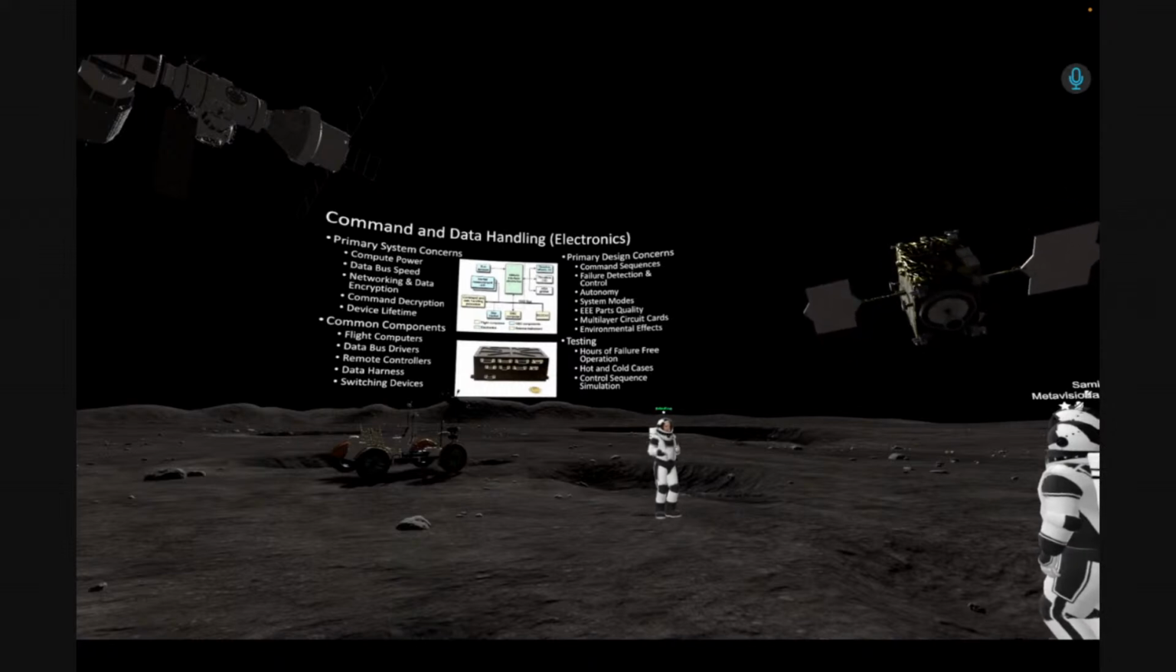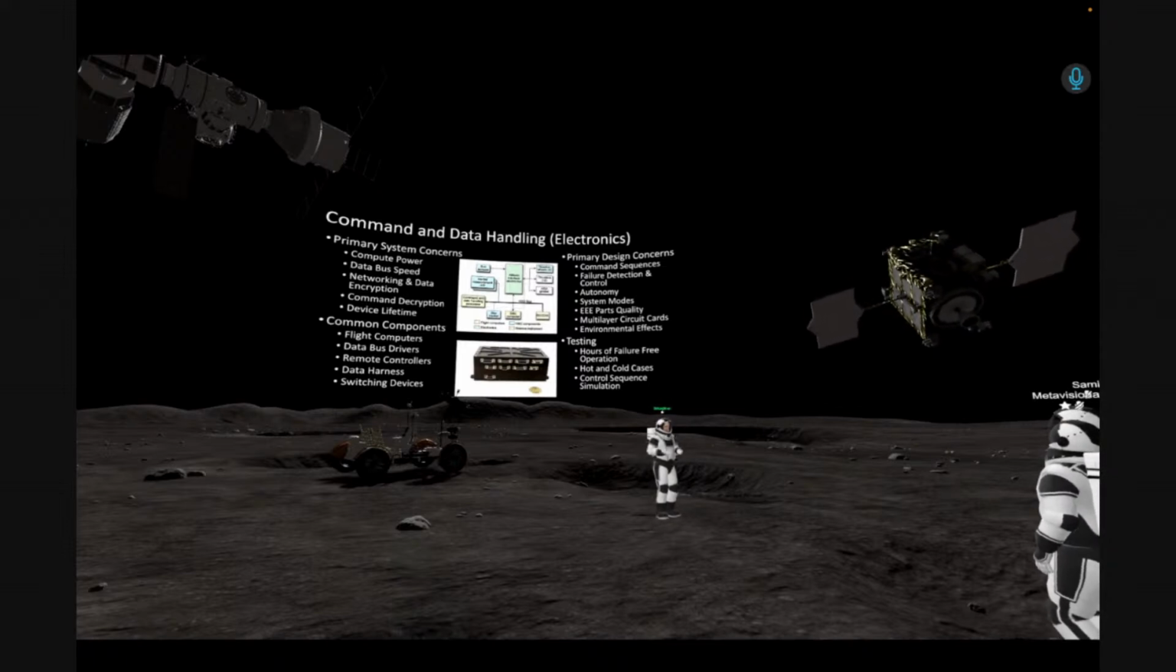Just to make it simpler, it is a computer. This is a tiny computer that is mounted on the satellite.